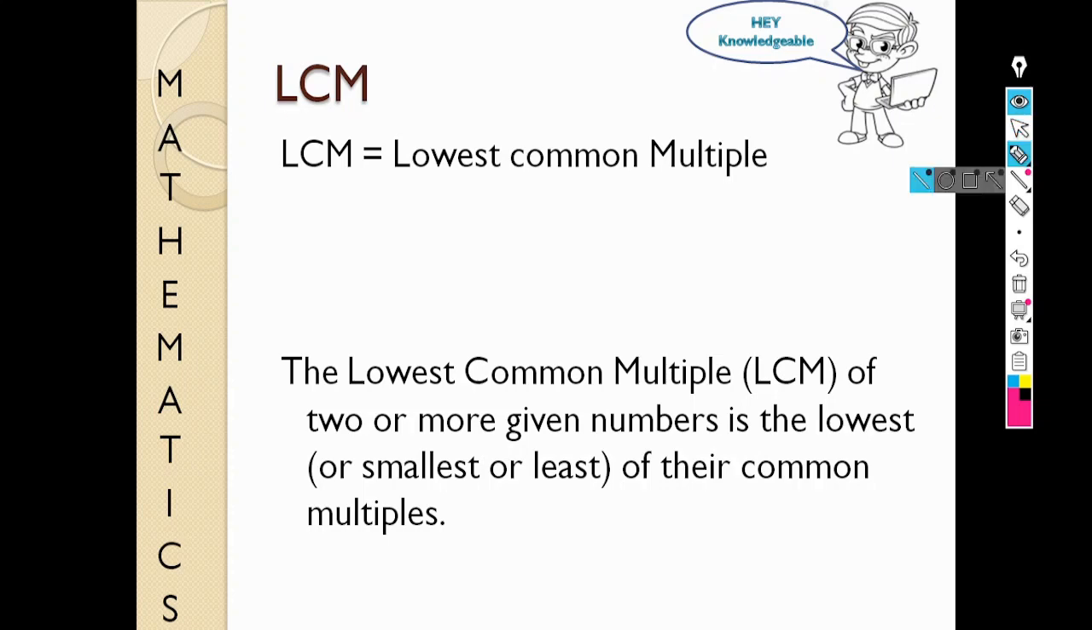So now let's see what is LCM. The full form of LCM is lowest common multiple. The lowest common multiple of two or more given numbers is the lowest or the smallest or least of their common multiples.